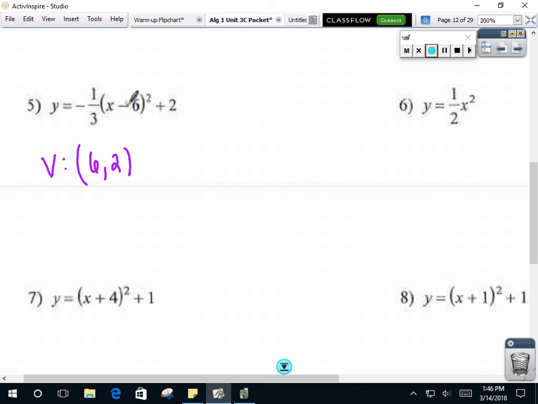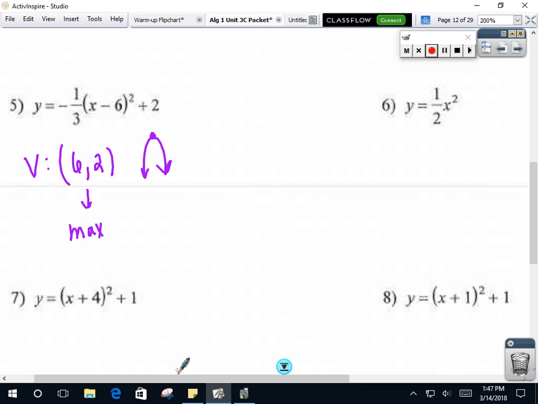Because remember, this minus does not belong to the 6. It belongs to the formula. Is this parabola going to open up or down? Down, which means the vertex will be the maximum point. If the parabola opens down, the vertex is at the top, the max. If the parabola opens up, the vertex is at the bottom, which is the minimum point. What's different about number 6? No, because for this question, there's no minimum because it goes down forever.